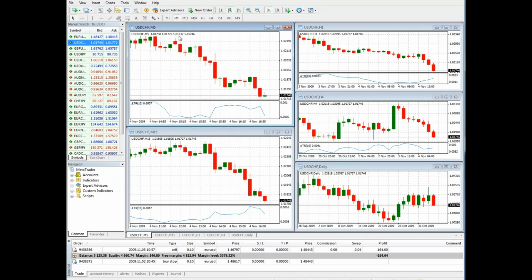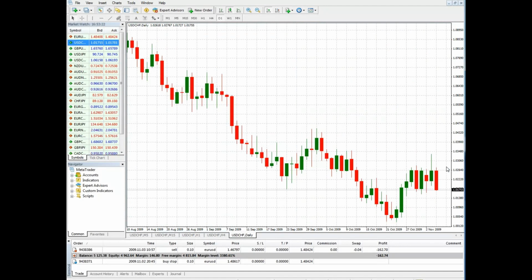so that we have this one intraday as well, because what we want to do is look at a shorter term trade. So what we'll do is we'll take a look here and let's enlarge our charts.